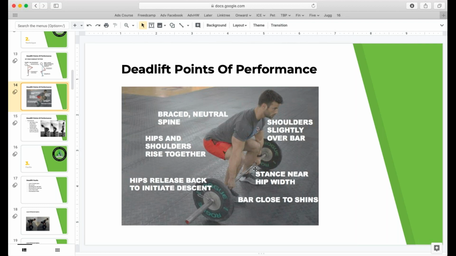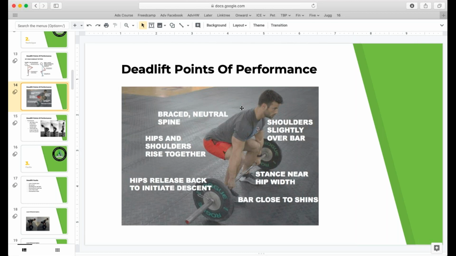That bar again stays close to the shins because I look at the entire deadlift as trying to keep the bar as close to the hip joint as possible. The closer the bar is to the hip joint, the more mechanically efficient we are, and that's what we want in this movement. Now, as Mitch lifts the bar off the ground, from the time the bar's sitting on the ground to the time the bar reaches his knees, we want to see his hips and shoulders rise together.